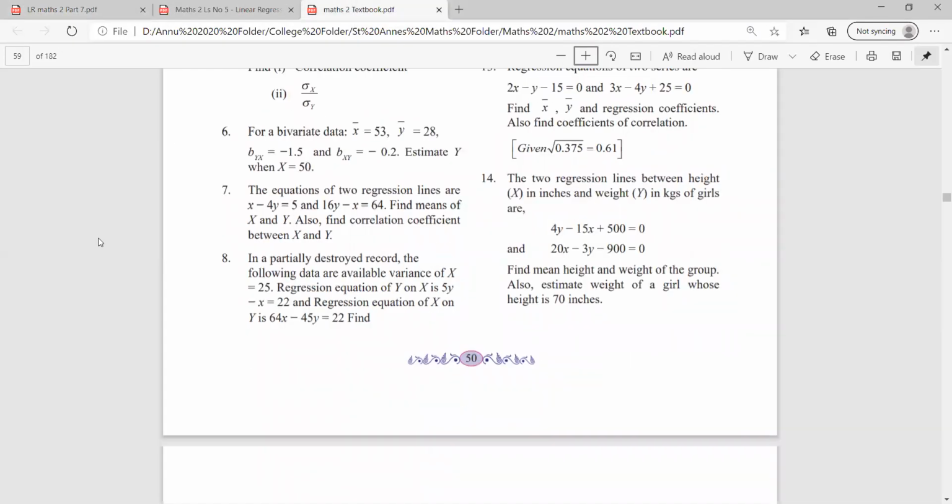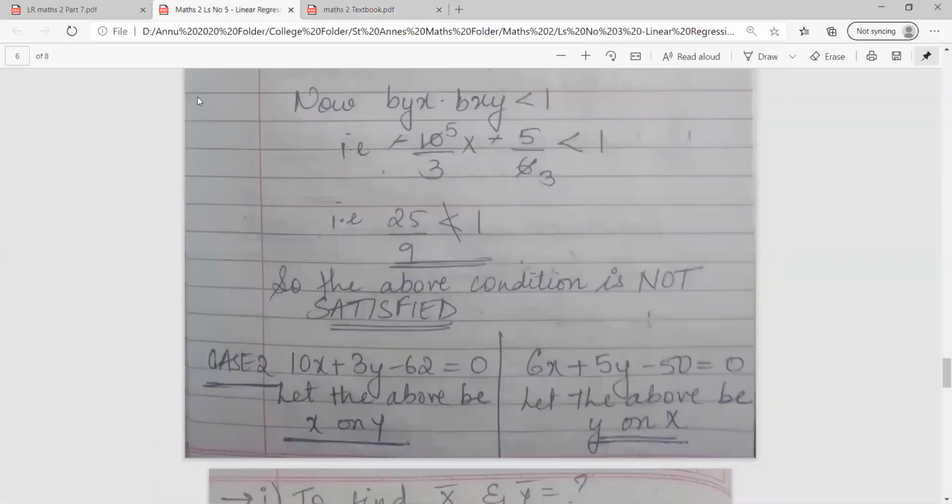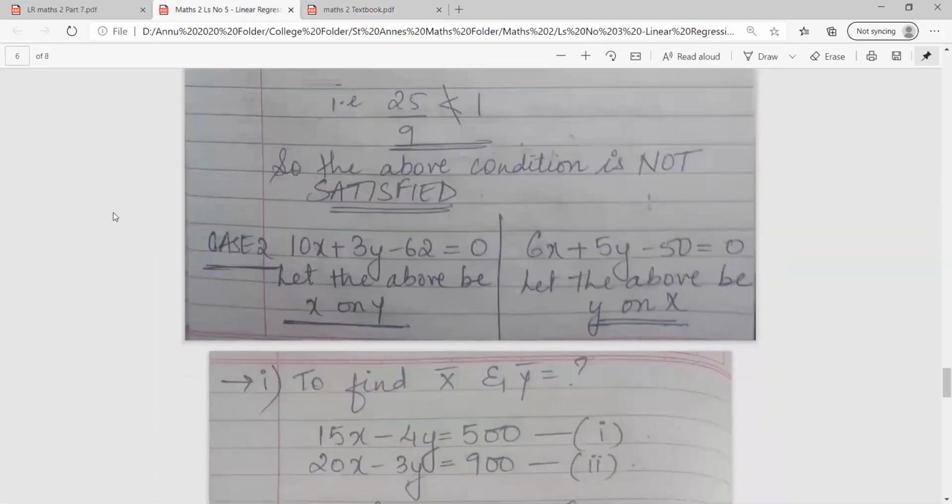Finally coming towards the last sum of this exercise and for the day as well class. The two regression lines between height x and weight y of the girls are given like this. You have to find mean height and weight of the group, that is you have to find x bar and y bar. Also estimate the weight of a girl whose height is 70 inches. That means you are given the value of y and they have told you to find the value of x. So how do we do this? Very easy. First they have asked you to find out mean height and weight. Correct class? So what are we going to do to find x bar and y bar?